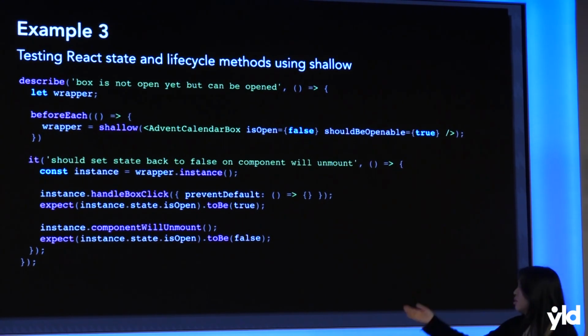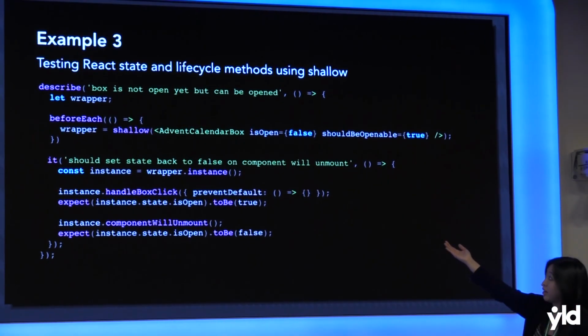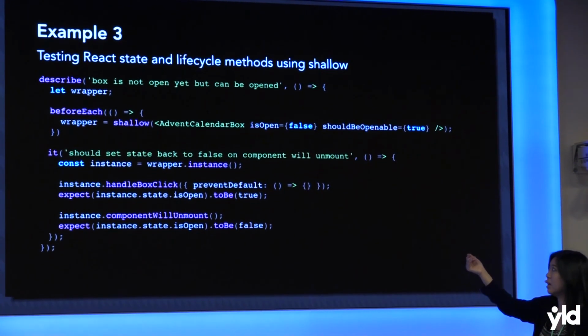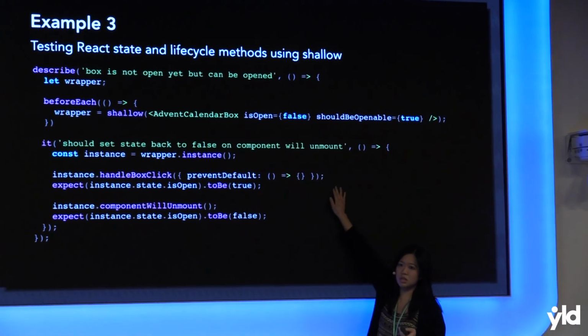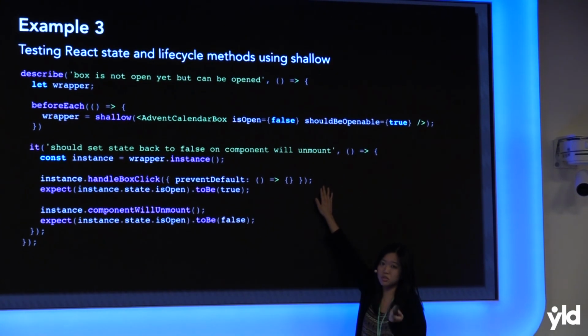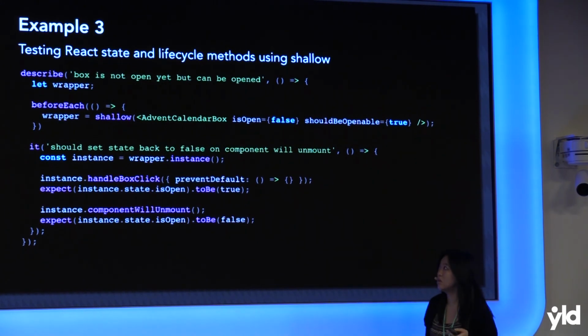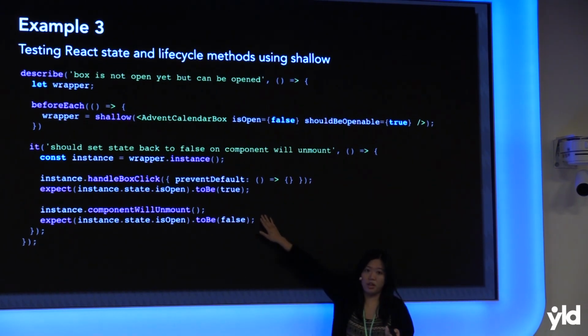So this is really nice. For example, in that onClick, you could do it directly here. You don't actually have to click the element; you could just trigger that handle box click directly. You might not want to do this because you might also want to check that what the user actually does, which is click the box, works. But if you want to, this is really simple to do. The other thing is that you can trigger that lifecycle method. You can do instance dot component will unmount, and you can just check that that thing works.